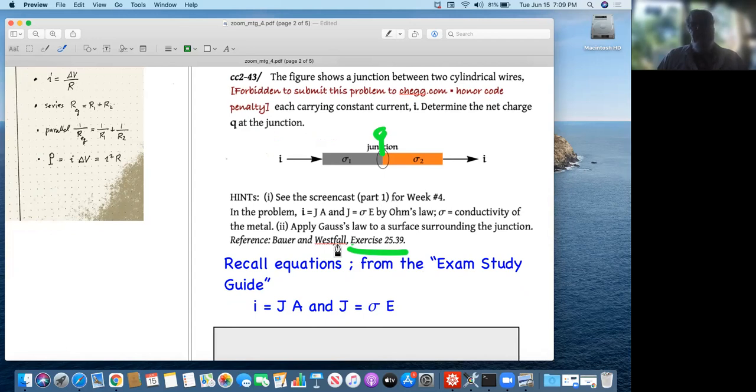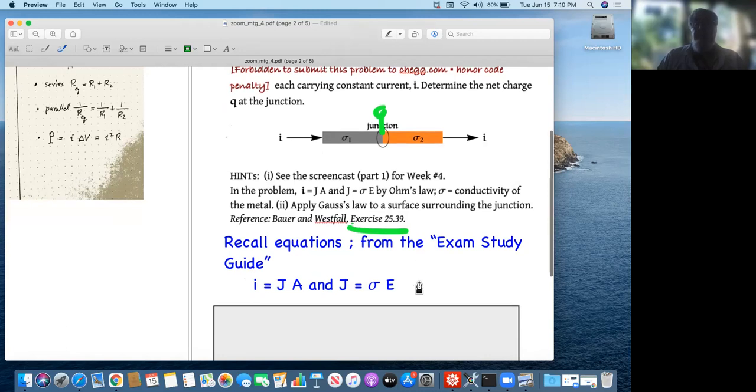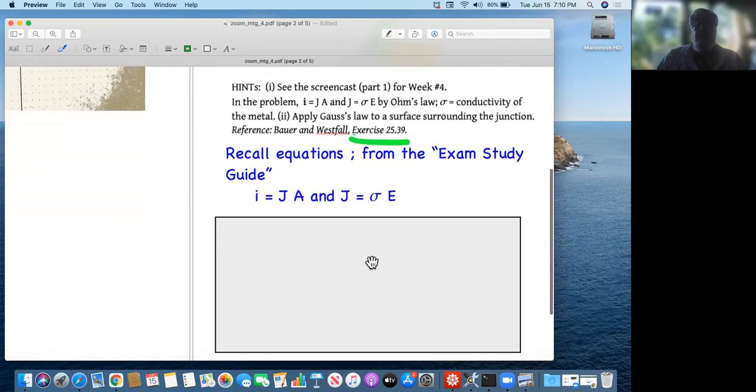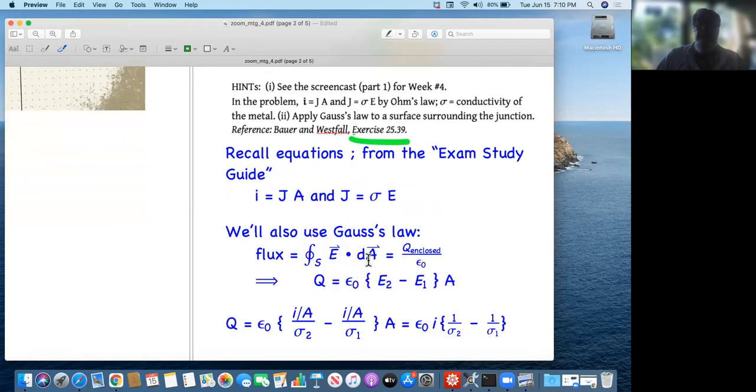All right, so that's kind of given in the hint. Now what we're trying to calculate is Q. So where does Q come into it? Well, there's the famous equation called Gauss's law.